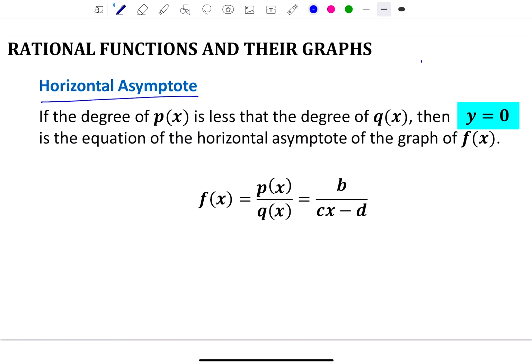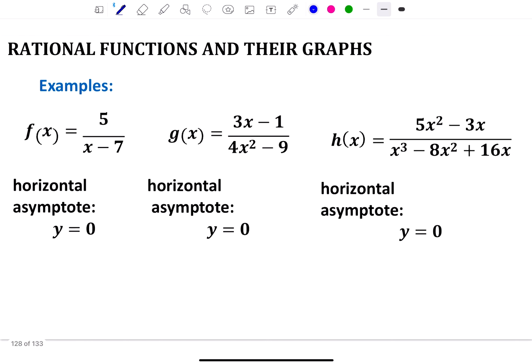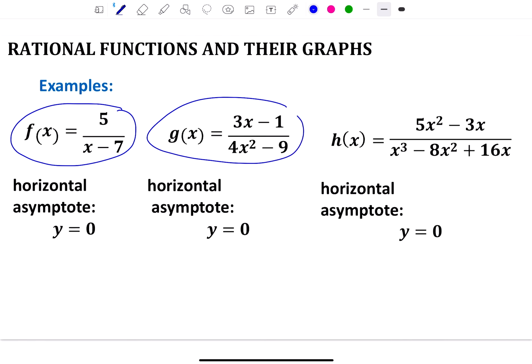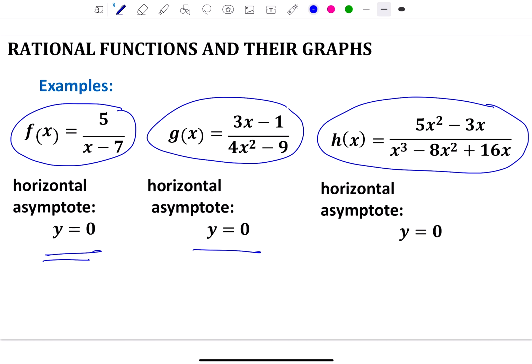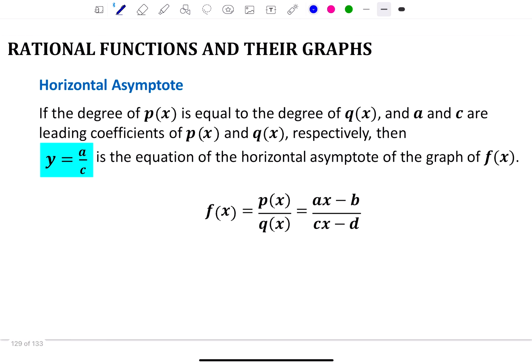Horizontal asymptote: if we have a bottom heavy polynomial, where the degree of the denominator is higher than the degree of the numerator, then the horizontal asymptote will be y equals 0. So there are 3 rational functions where the degree of the denominator is higher than the degree of the numerator. For each of these, the horizontal asymptote is y equals 0. If the degree of the numerator and the degree of the denominator are equal, then the horizontal asymptote will be y equals the leading coefficient of the numerator divided by the leading coefficient of the denominator.